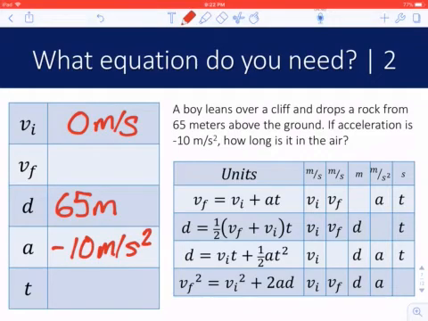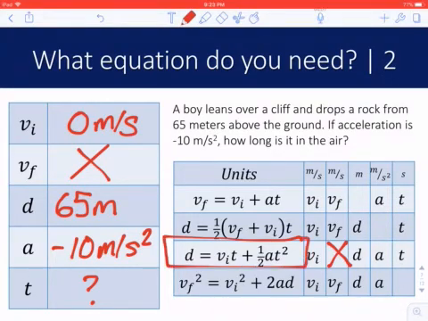And then it says how long is it in the air? So we're looking for the time. So again, I'm going to put a question mark here. Once again, we're missing the final velocity. Look for what's missing, the final velocity, and use that equation to solve the problem.